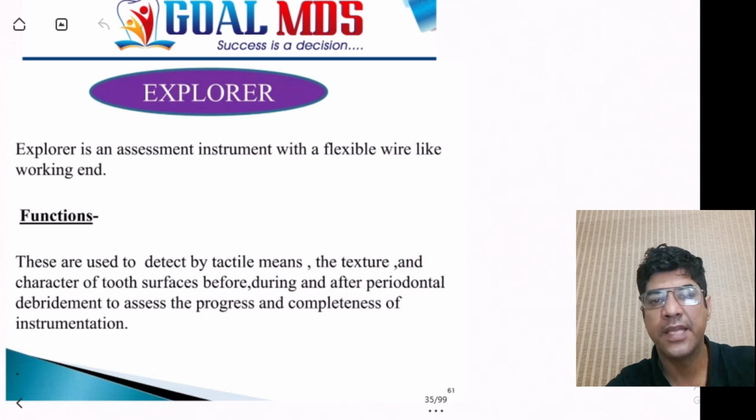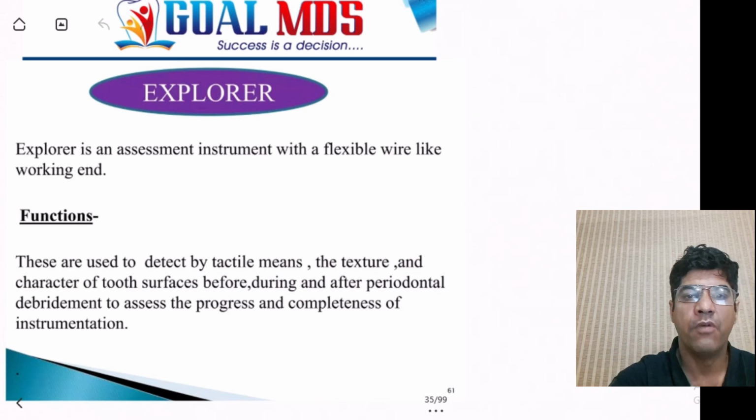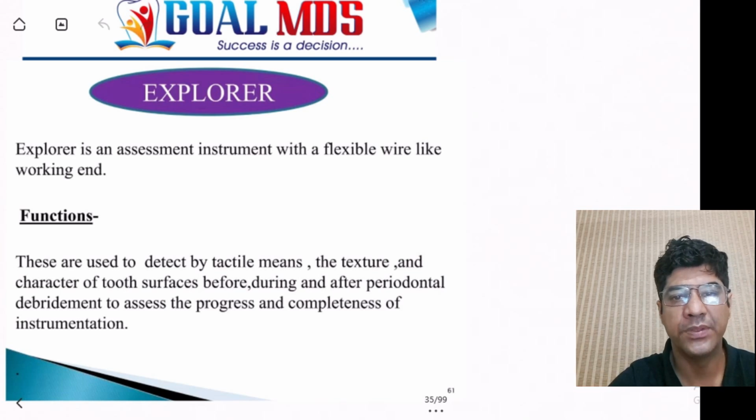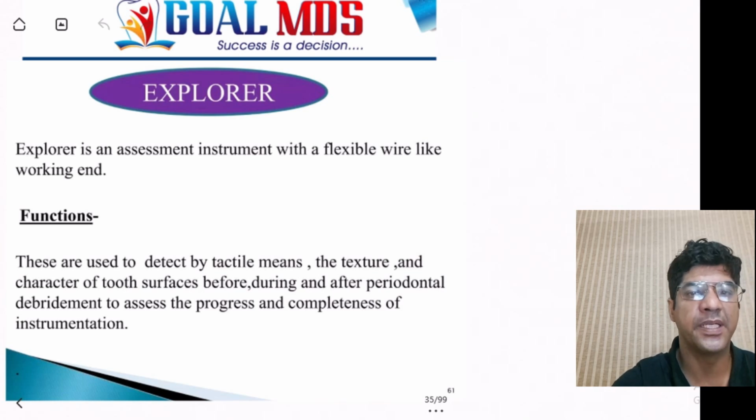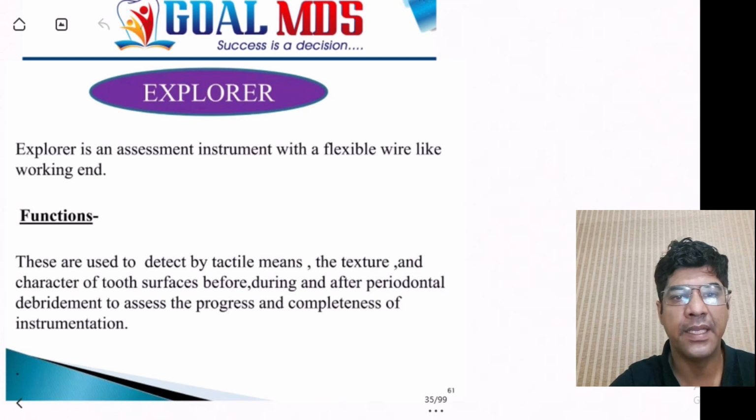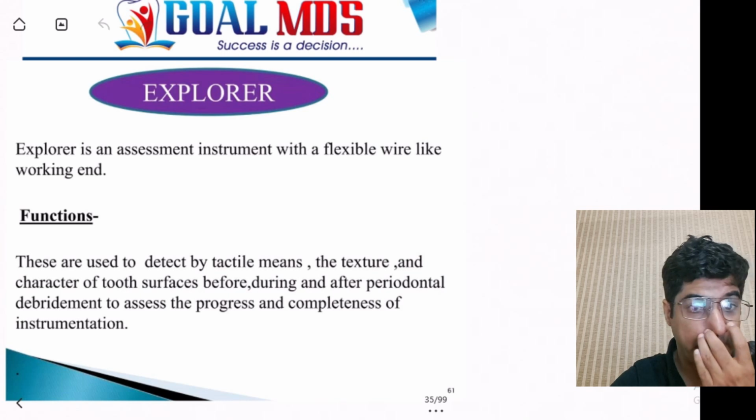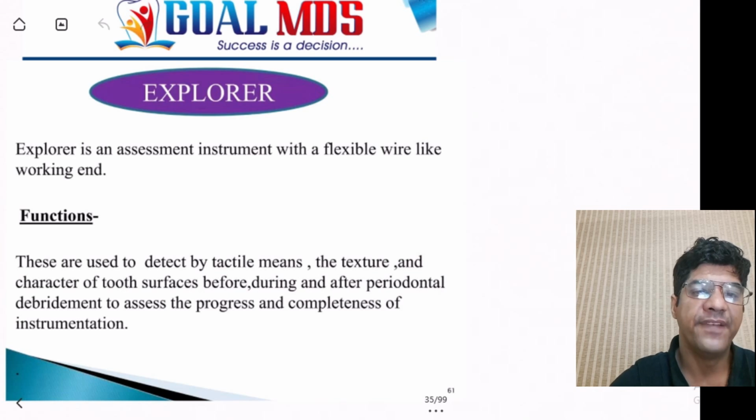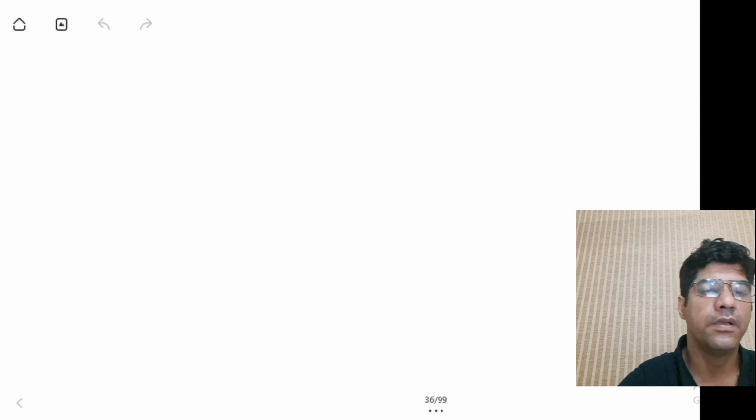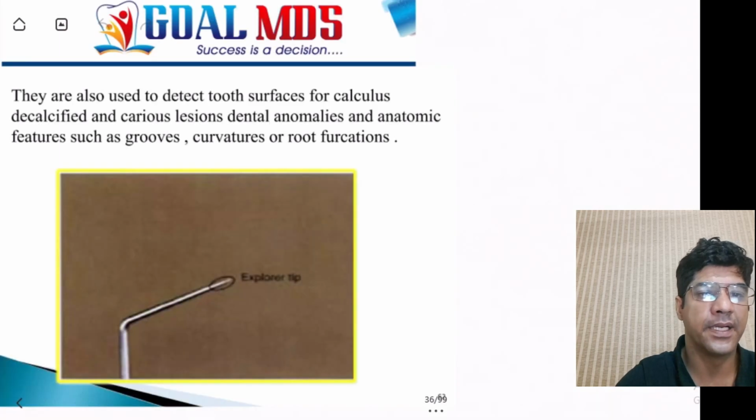By carefully running the Explorer tip along the tooth surface, one can detect hidden calculus deposits that can be missed during visual inspection. Along with that, it helps to identify irregularities, areas of tooth decay, roughness, and cracks. These instruments allow for tactile examination, as the dentist will feel any abnormality that might need further attention.